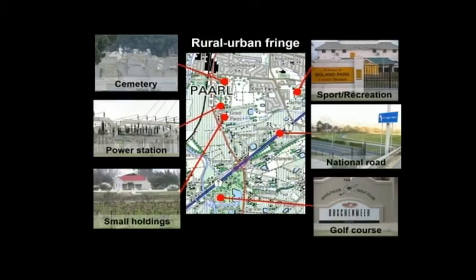Very important that you must know your different land use zones. Okay, here's the urban-rural fringe, right? You must know the characteristics, the features of what we find in the urban-rural fringe. Have a look at this. Here we've got one. There's a cemetery, power station, small holdings. There's a golf course, national road, sport. You must know this stuff, right?